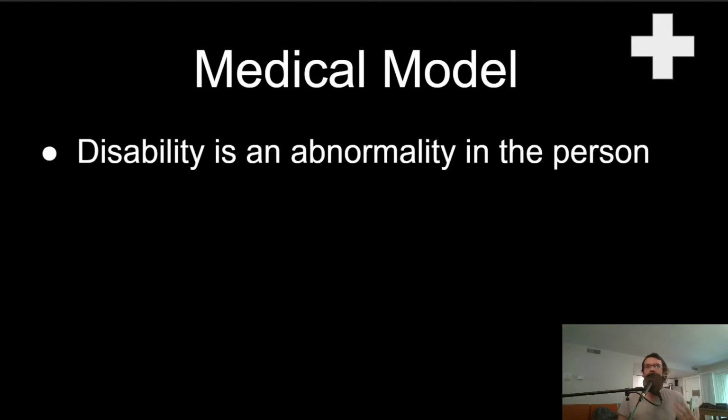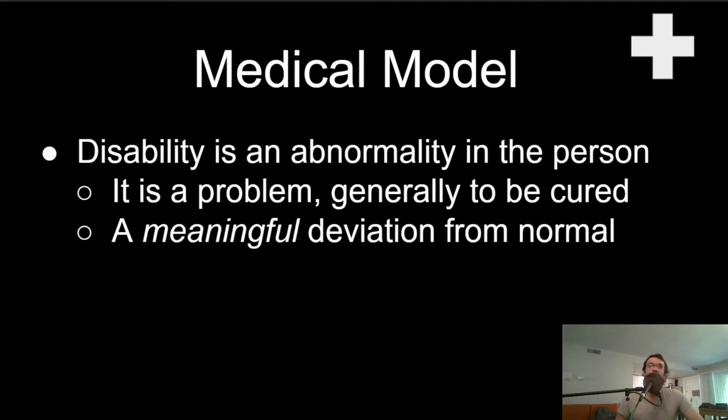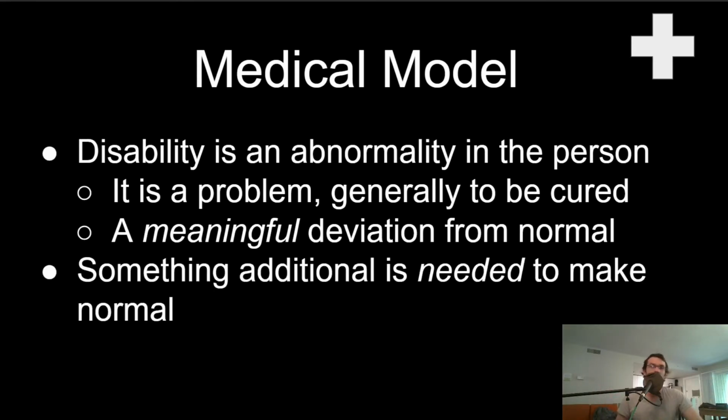Now, in the medical model, a disability is an abnormality in the person, in the patient. It is a problem that's generally sought to be cured, and it's seen as a meaningful deviation from the normal. So, for example, having green eyes, which is a little more uncommon, is not seen as a meaningful deviation from the normal. But having something like ALS or cerebral palsy could be seen as a meaningful deviation. So something additional is needed to make the person normal again in the medical model.